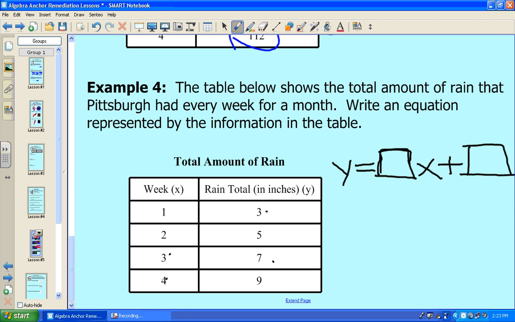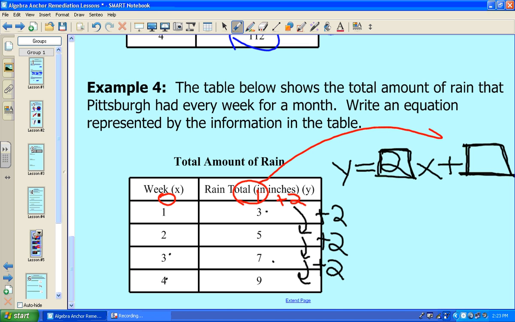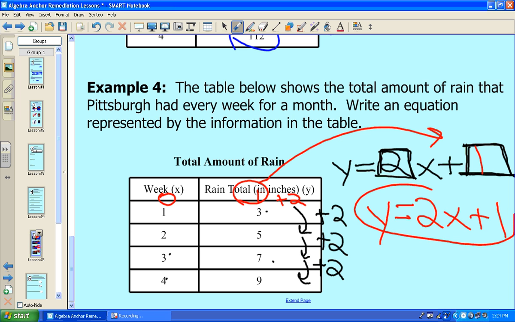Okay, to figure out the number in front of x, that's the rate at which the rain is increasing. If you look at your chart, every week the rain is increasing by 2 inches. So that's the number that you're going to put in front of the x. 2 times x plus, and what goes in the second box is the starting point of the rain before we started counting how much rain we had. At week 0, we only had 1 inch of rain, and I got that by subtracting 2 from the 3. So it increases by 2: 1, 3, 5, 7, and 9. Okay, so you put that 1 in this box over here. That's how much rain we had at week 0. So your final equation is y equals 2x plus 1. Okay, and that's your final answer.